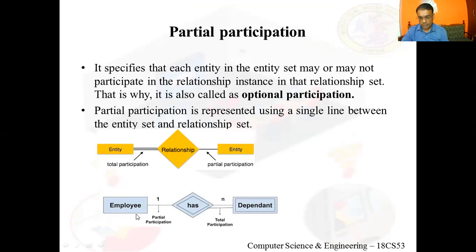We have an example here. Employee and dependent. If a dependent exists, that's why total participation is also called existence dependency. If a dependent exists, then you need to have an employee entity. So that's why all the dependent entities are participating in the has relationship. In the case of employee, not all employees may have dependents. Out of 10 employees, only 7 will have dependents. That's why it is partial here. This side it is partial and this side it is total.